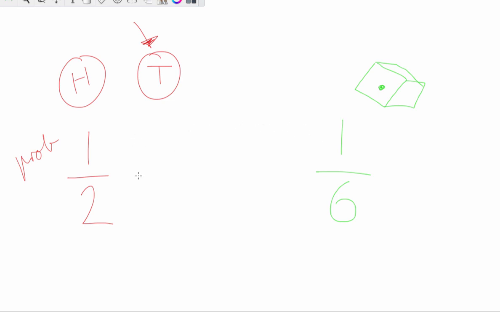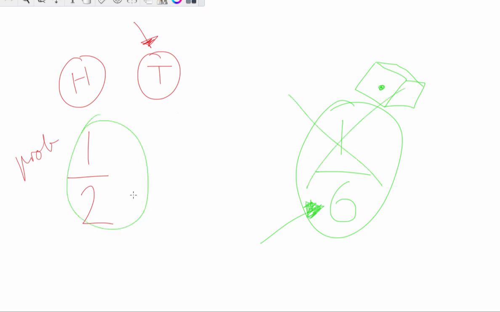So, which are we more likely to get? Are we more likely to roll a 1 on the die, or flip a head? This number is bigger, so there are more chances for us to fail. So it's not that one. We are more likely to get a tail.